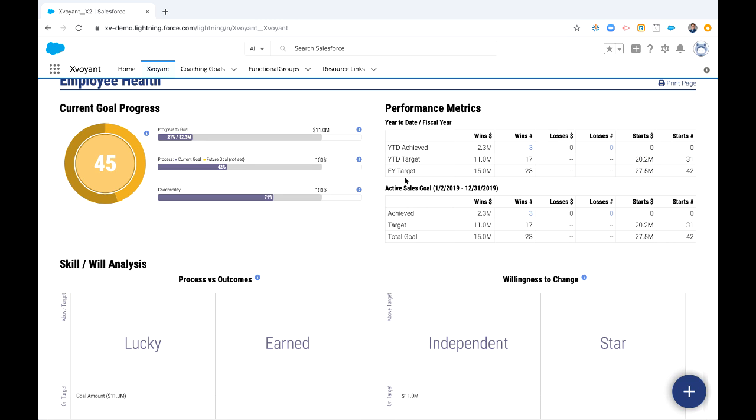Lastly, we're going to look at your fiscal year target. This is saying that by the end of the year, the sales goal for this person is $15 million closed business. We know that they're not there yet, but we're telling them that in order for them to be at $15 million, they have to win 23 opportunities. And according to their win rate and their sales process, they have to find 42 worth $27.5 million in order to win 23 for $15 million, which is their sales goal that was assigned by their manager.